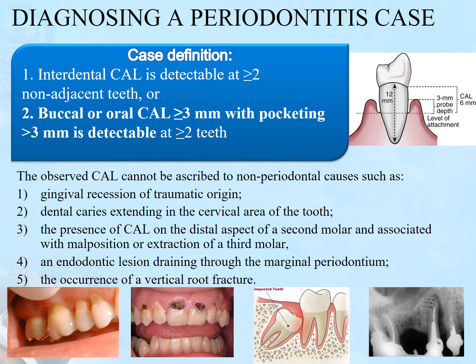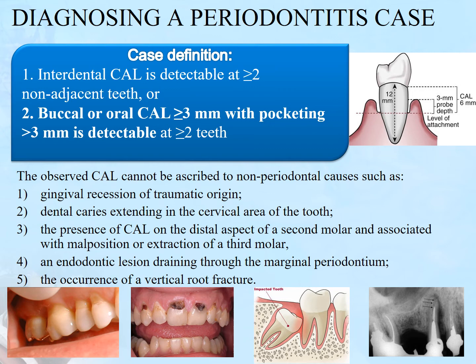If there is dental caries extending to the cervical area of the tooth, that is below the subgingival area, we don't call it periodontitis. If there is clinical attachment loss on the distal aspect of the second molar associated with malposition or extraction of the third molar, that is the third picture here, we don't call that periodontitis. If there is an endodontic lesion draining to the marginal periodontium that has resulted in pocketing or clinical attachment loss, we don't call that periodontitis either. If there is a vertical root fracture, we don't call that periodontitis either.